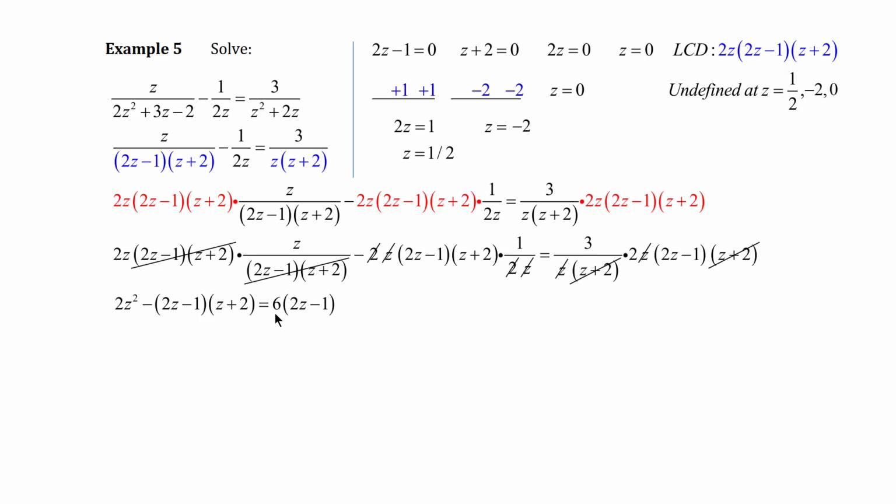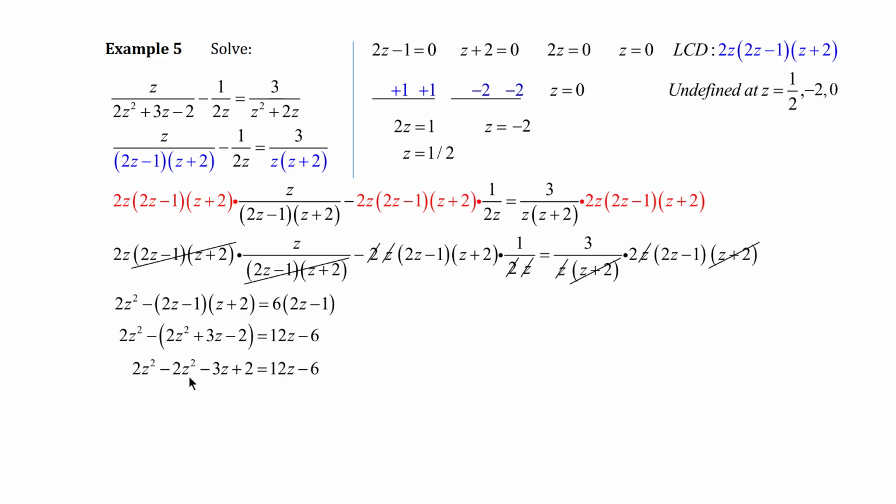We could also distribute the 6 inside the parentheses to the 2z minus 1 and bring down all the other terms. We get 2z squared minus (2z squared plus 3z minus 2) equals 12z minus 6. Next, we distribute the negative inside the parentheses and we bring down all the other terms. The result is 2z squared minus 2z squared minus 3z plus 2 equals 12z minus 6.